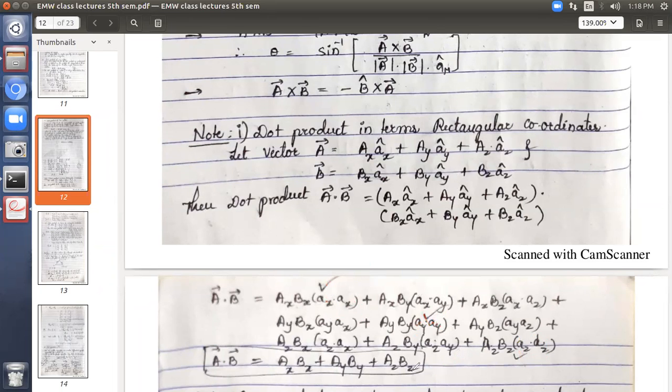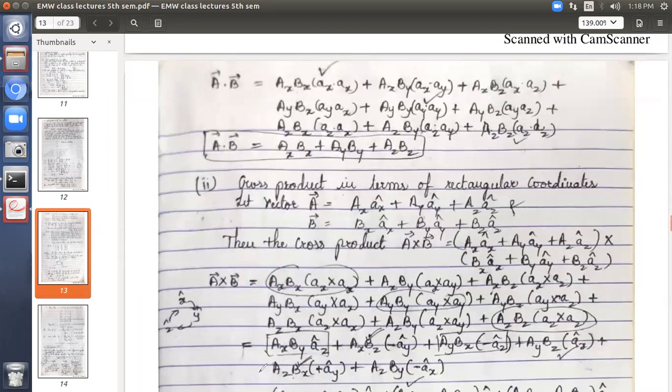Similarly, taking the cross product, I have taken the same A and B. If I want to take the cross product, just multiply them. Again, you will get 9 different terms. How to take the multiplication? Take the first term and multiply it with 1, 2, and 3. For that, you will get these 3 terms. Similarly for the second and third, 3 into 3, 9 terms you will get.